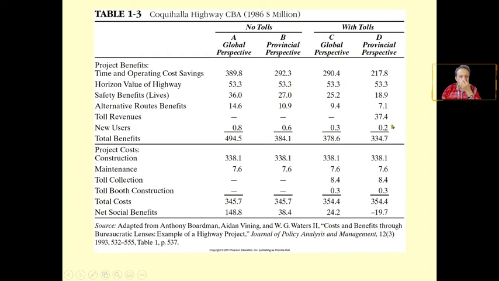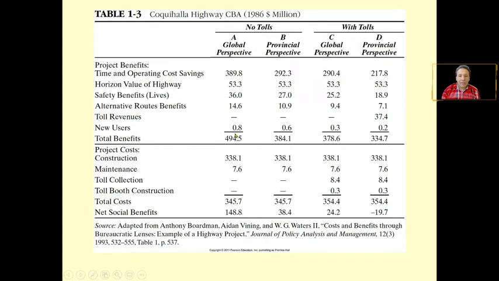The toll collection is not here for the no tolls, but with tolls there is some collection, yes, both construction, etc. We have the total costs. So the net benefits are going to be simply the difference between the total benefits and the total costs, and these are the total benefits.